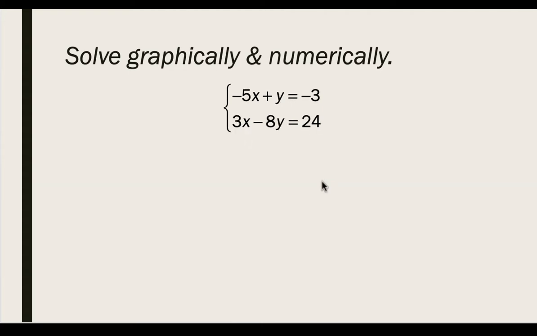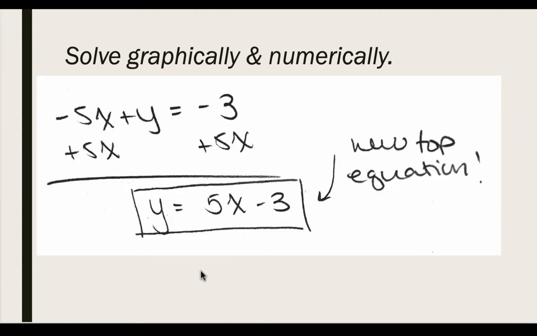Okay, let's try this again. So we have negative 5x plus y is equal to negative 3, and 3x minus 8y is equal to 24. The first thing that I have to do is solve both of these equations for y so that I can enter them into the graphing calculator. So I'm going to show the work right here.